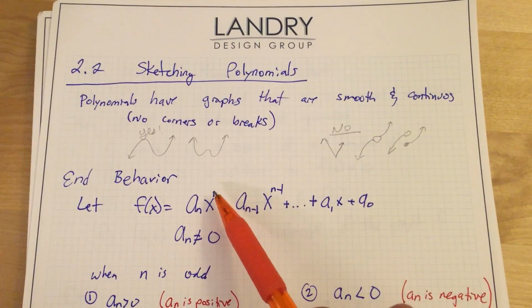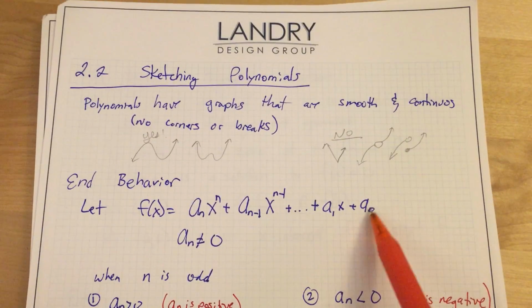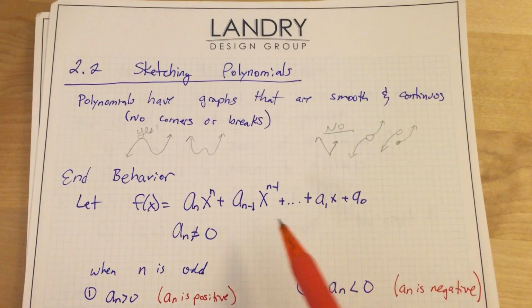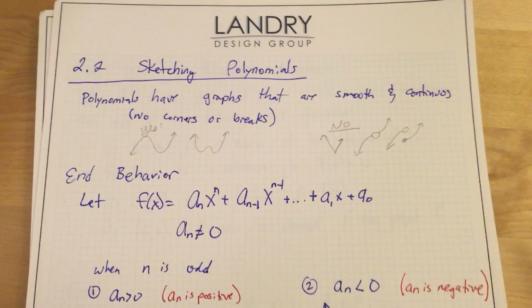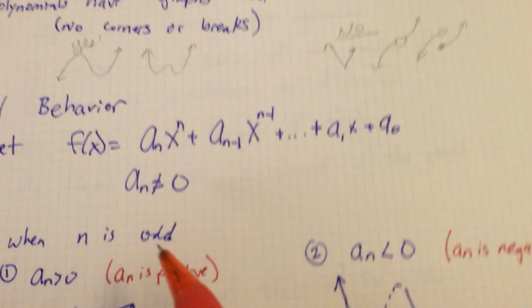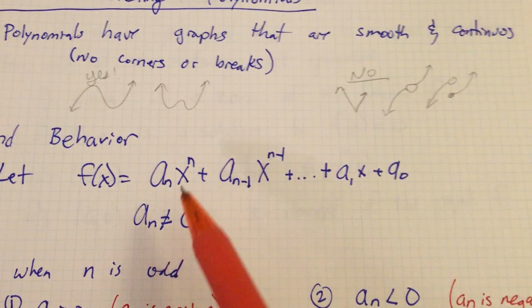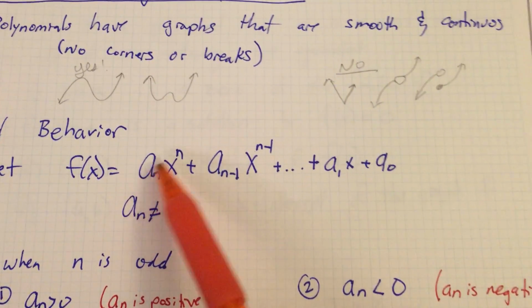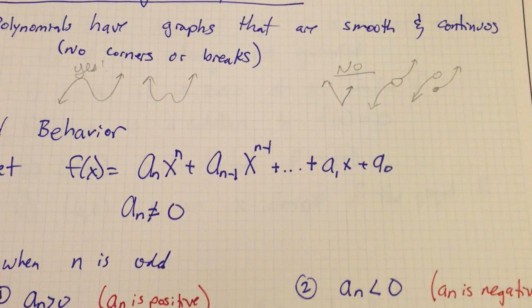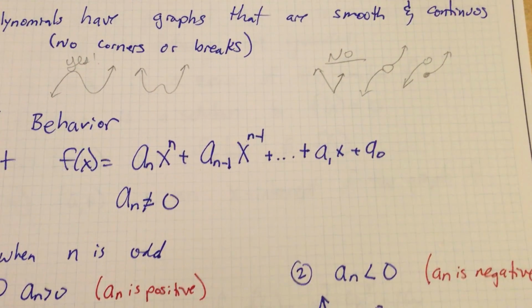So if this was a power of 4, then it'd be 4, 3, 2, 1, and then 0. So a sub naught is always your constant term. And then these are just coefficients, which we will talk about later. General form tells us that our a sub n cannot equal 0. And the reason why is because if I plug this in as a 0, then my largest degree goes away.